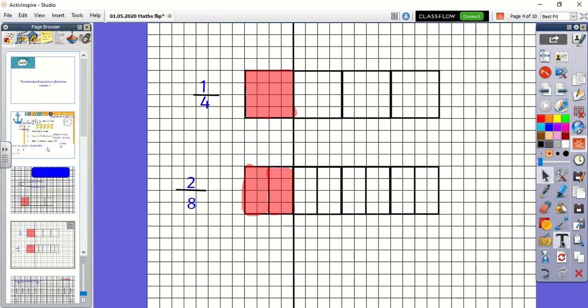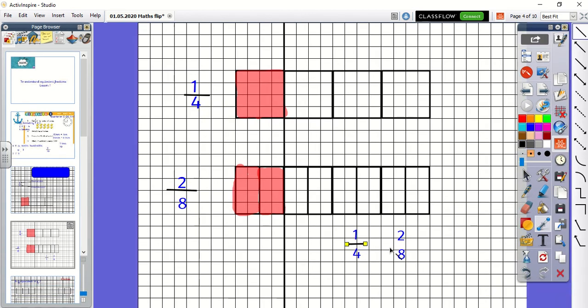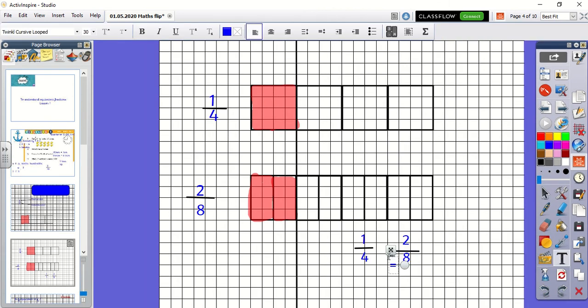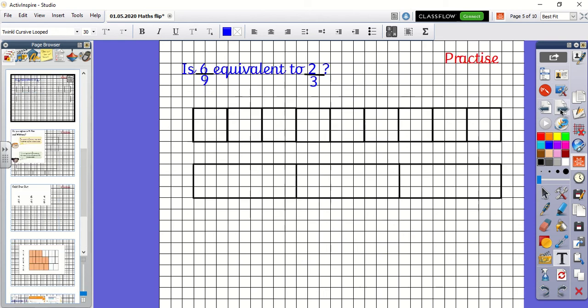okay? So actually you could say that 1/4 and 2/8 they equal the same parts. Let's just get a line to put my line in for the fraction. There you go. And then I'm going to put an equal sign here because they equal each other. Okay, they are the same. All right. So let's have a look at our next slide then.